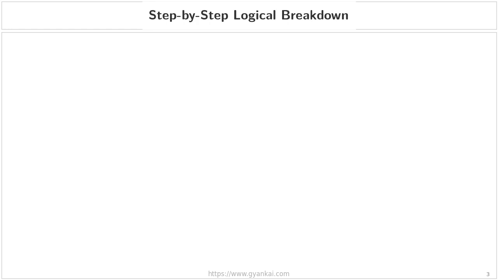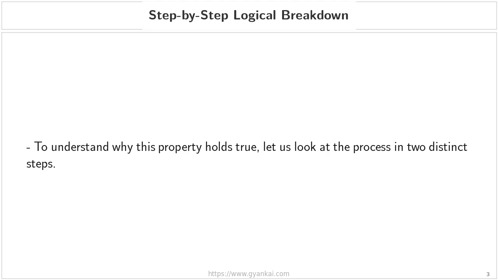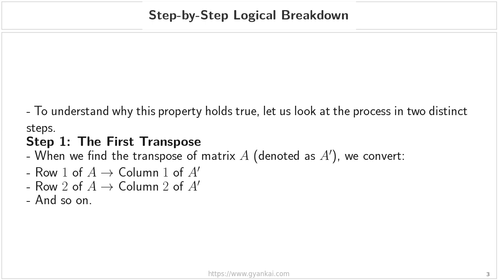Step-by-step logical breakdown. Now that we have established the formal definition of the double transpose property, let us examine the underlying logic to understand why this property holds true. We can break this process down into two distinct steps. First, let us look at step 1, the first transpose. When we find the transpose of matrix A, which we denote as A prime, we are essentially rearranging its structure. Specifically, we convert row 1 of matrix A into column 1 of A prime, and row 2 of matrix A into column 2 of A prime, continuing this pattern for all subsequent rows.